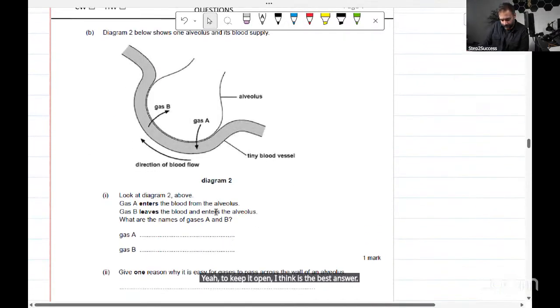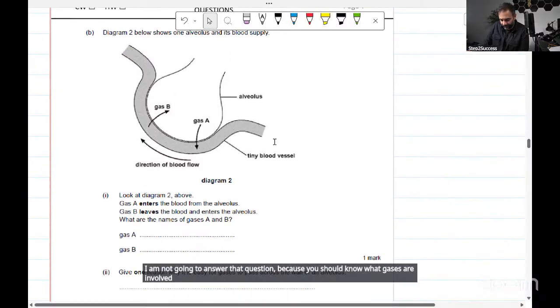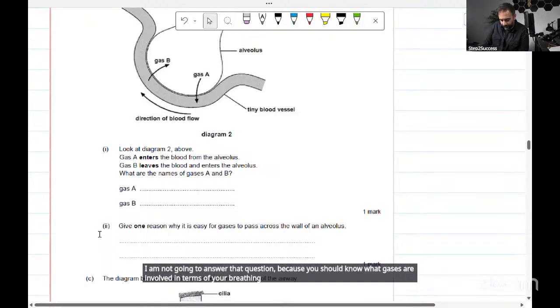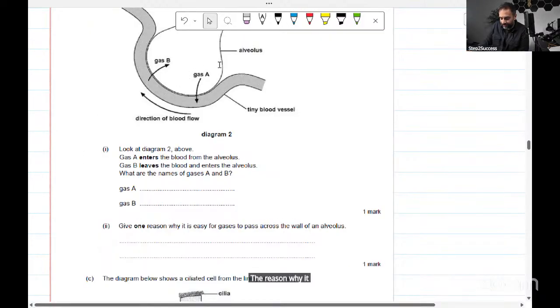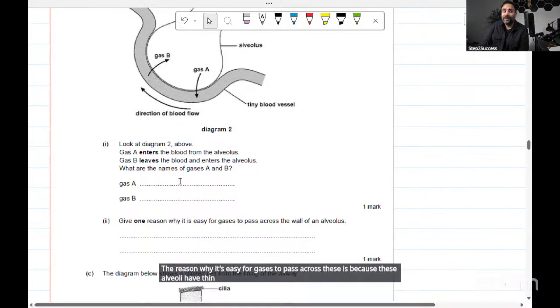B. I am not going to answer that question because you should know what gases are involved in terms of your breathing. The reason why it's easy for gases to pass across these is because these alveoli have thin walls. That's what we want to say.